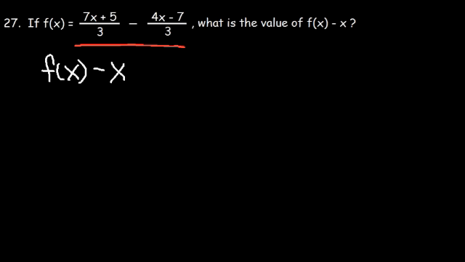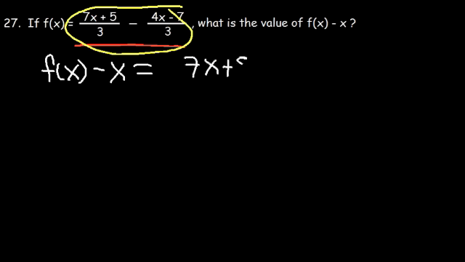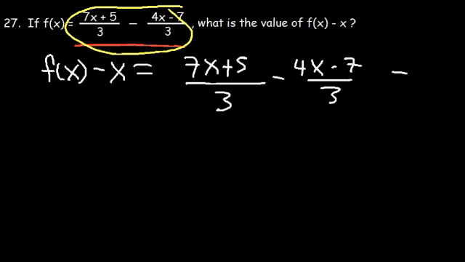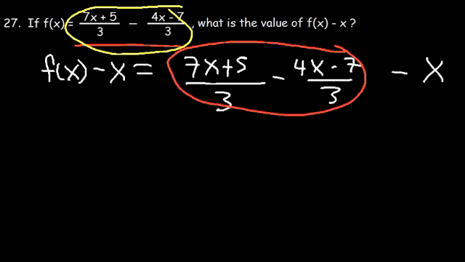So f of x minus x is equal to the expression that f of x is equal to, that's 7x plus 5 over 3 minus 4x minus 7 over 3 minus x. So keep in mind, this portion is equal to f of x. So that's all we did. We replaced f of x with what it equals to, these two fractions that are subtracted to each other.